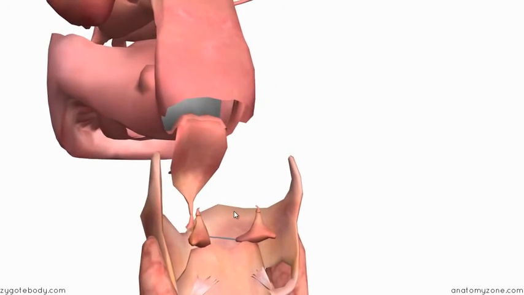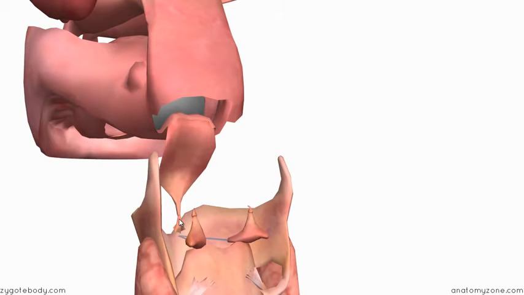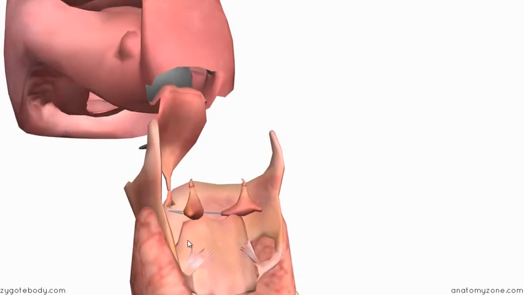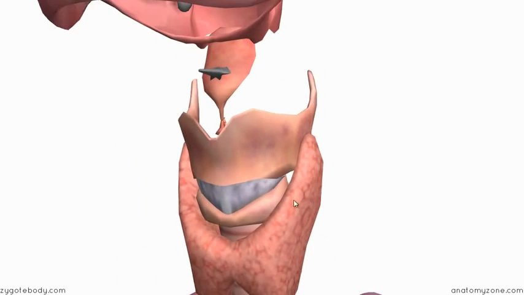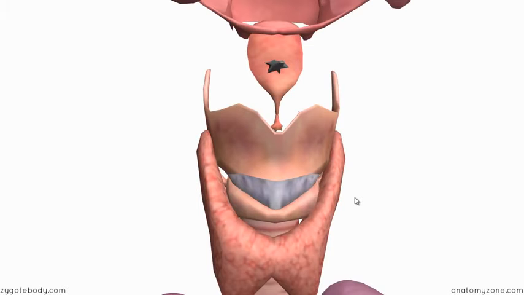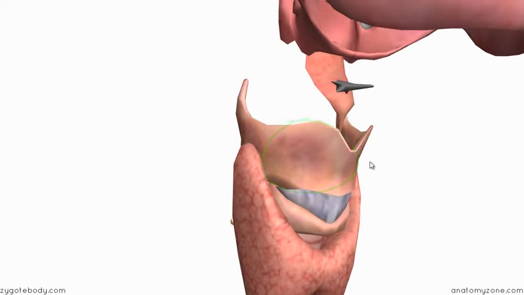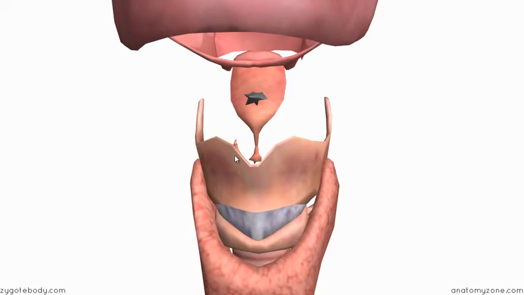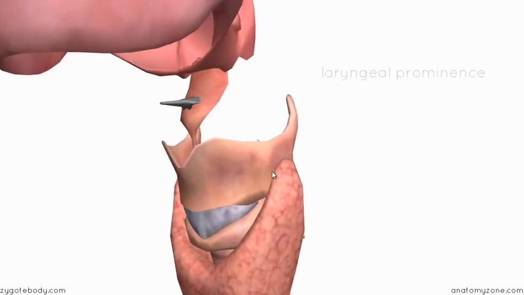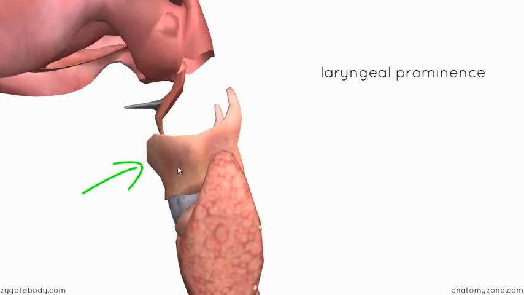I've just brought the other structures back in, and you can see the ligament attaching the epiglottis to the thyroid cartilage. Next we'll talk about the thyroid cartilage. This is the largest cartilage. It consists of these broad lamina on either side, which meet in the midline and form this prominence, which is known as the laryngeal prominence. If you view this from a lateral aspect, you can see this prominence, and this can be seen in males as the Adam's apple. It's larger in males than in females.